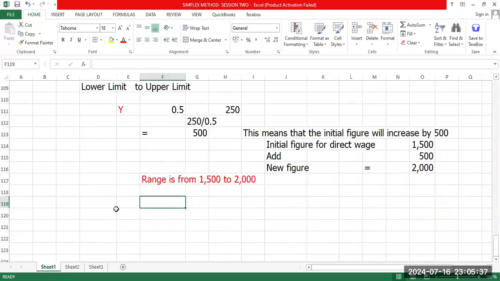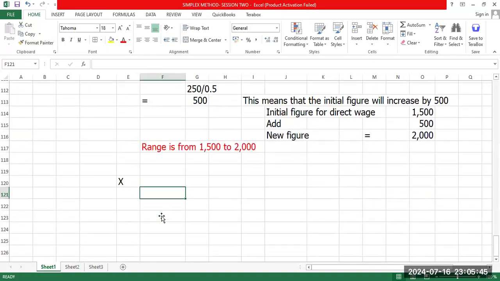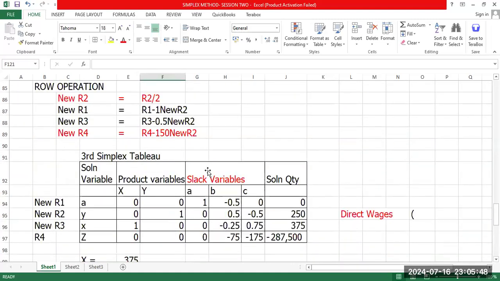If at all your focus is on X, what can be your range? You again come here to your slack variable. Then choose the slack variable corresponding to the constraint that they talked about in the question, which is direct wage, and that slack variable is B. As you move, also observe on your solution variable where X is.